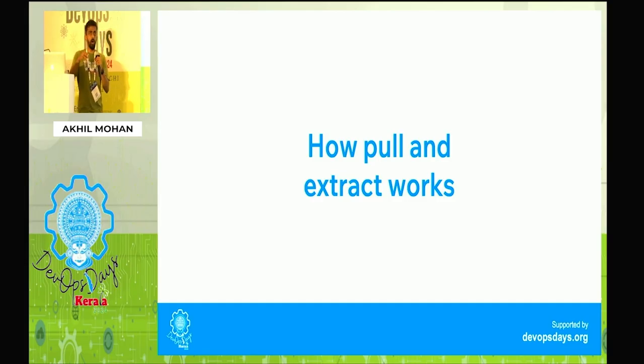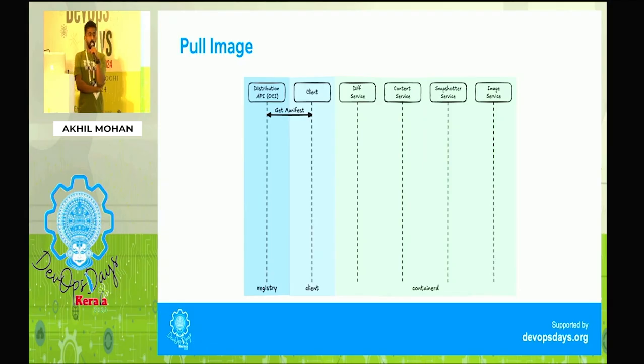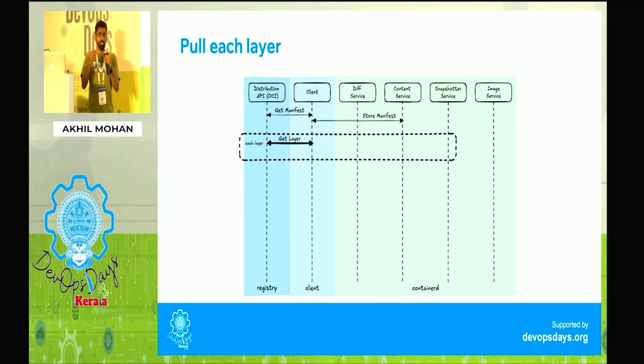So we will go into how the pull and the extracting of the image layer works. If you're using a client like Docker or nerdctl, initially a get manifest call will be made to the registry when you want to do a Docker pull, and this will give you a manifest file. This manifest file has data about all the layers in the image that you want to pull. Then for each layer, again a get request is made to the registry, and each of these layers is pulled and stored locally.